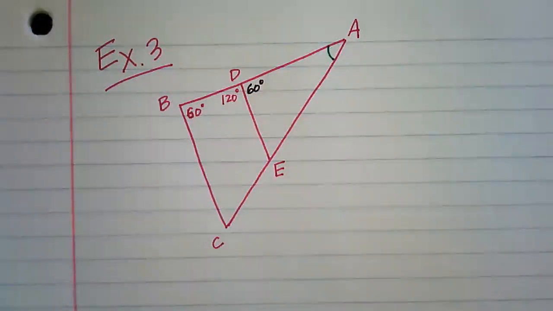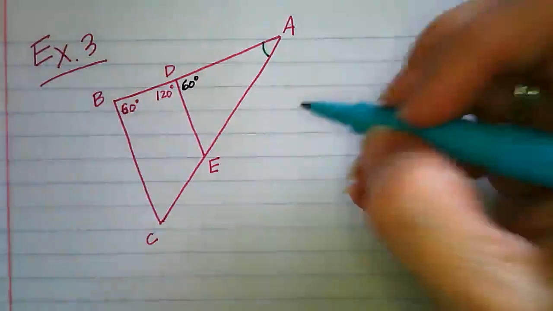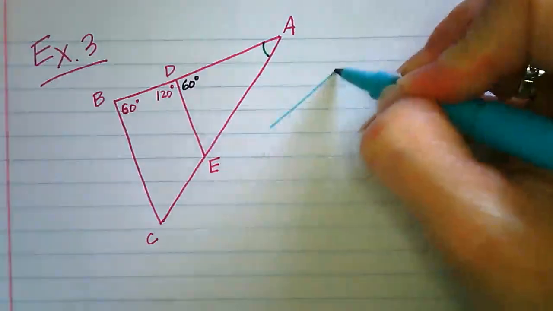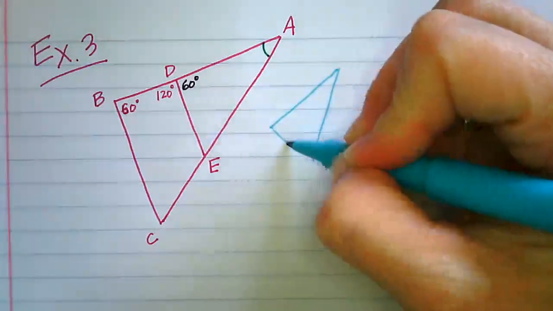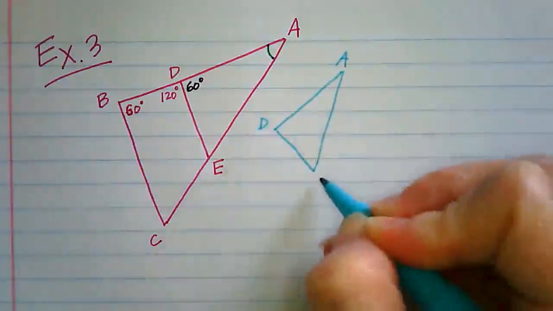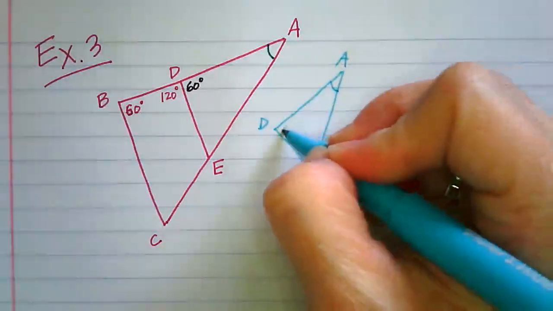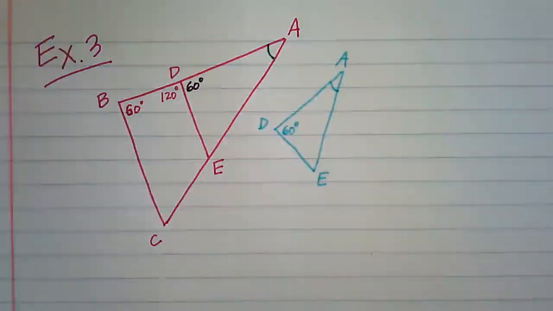I don't think you need to do this, but I'm going to do it since this is an instructional video. If we were to separate these two triangles, we have this little one here, triangle ADE, and I know that mark is there, and this is 60 degrees.